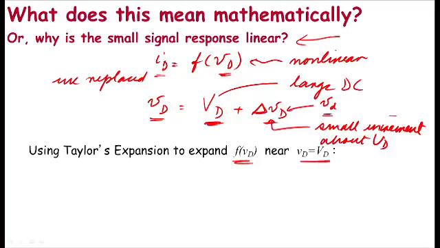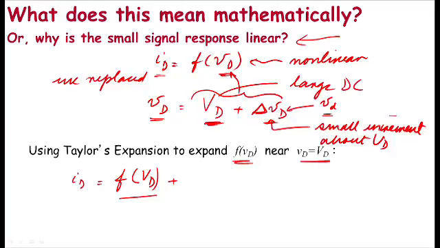So let's write out Taylor series for this situation where I have ID equals f of VD and where I replace VD with capital VD plus delta VD. Let's go ahead and write that out. So this is my ID. What is ID by using Taylor's expansion? Well, ID is simply going to be the function at that point, the DC point. So f of vd is simply the function computed at the DC point plus some change. That change is given by the rest of this expression.